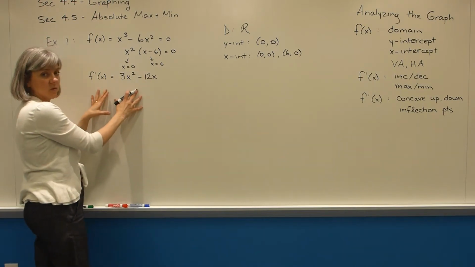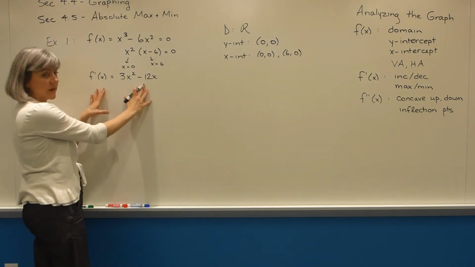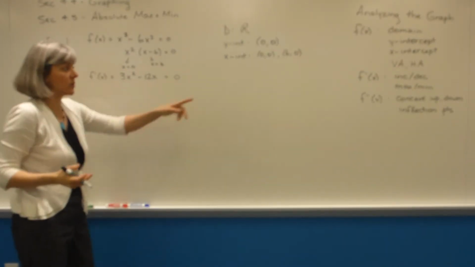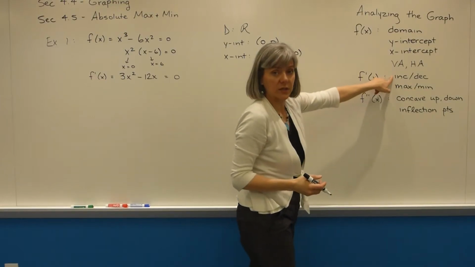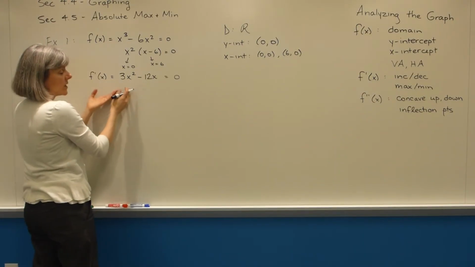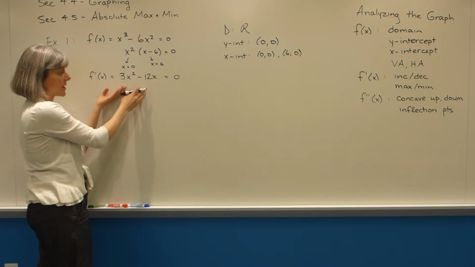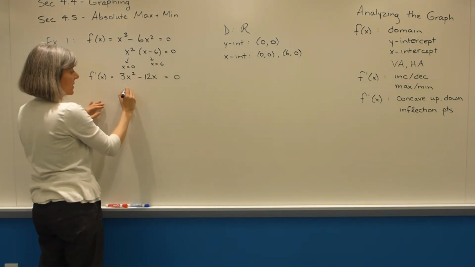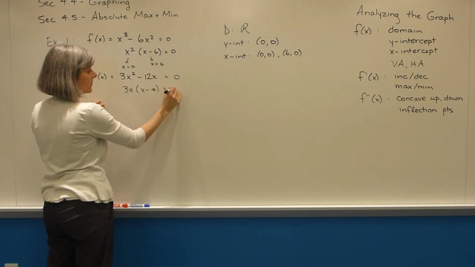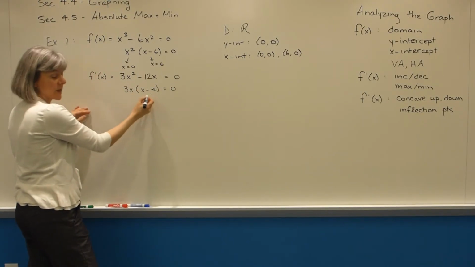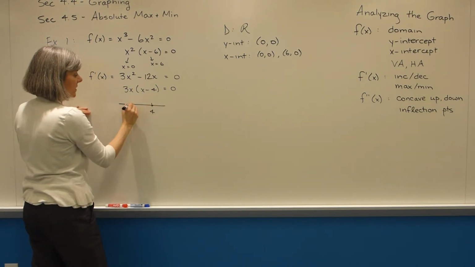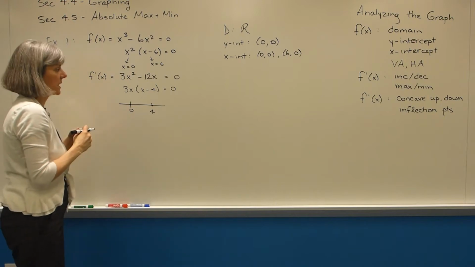Okay, so what do we do here? Once we've found our first derivative, we need to set it equal to 0 because we need to do a sign chart to find out where it's increasing, decreasing, and where our max and min are. Since it's a polynomial, we're going to factor. You always factor out first the things that are common. So 3x, x minus 4. That one gives you 0, and that one gives you 4.